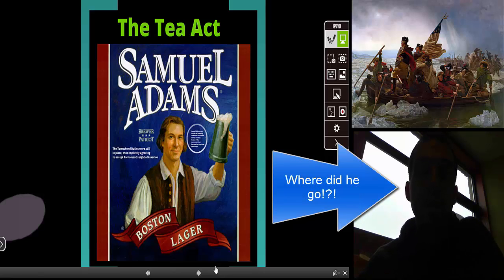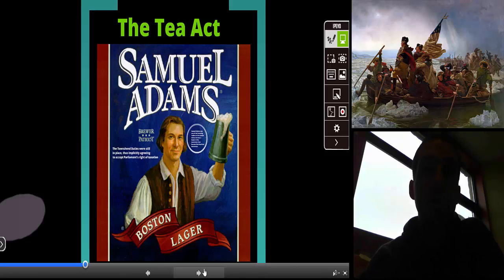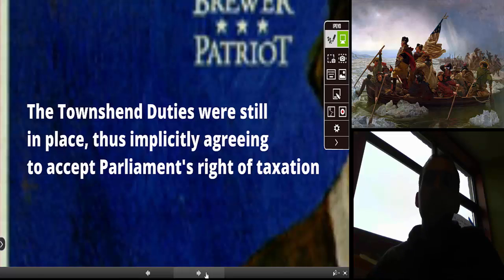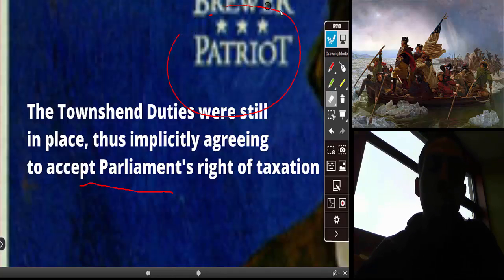So the next thing, after they had repealed the Stamp Act, as a result of the colonists and the Stamp Act Congress that they created, the British decided, hey, we're going to just tax your imports, specifically tea. So it's also known as the Tea Act, but officially it was the Townshend duties, or the Townshend Act. They were still in place, thus implicitly agreeing to accept Parliament's right of taxation. Okay, so even though they said, you're right, maybe we shouldn't have done that, or taxed you, they still decided that they were going to do that anyway.